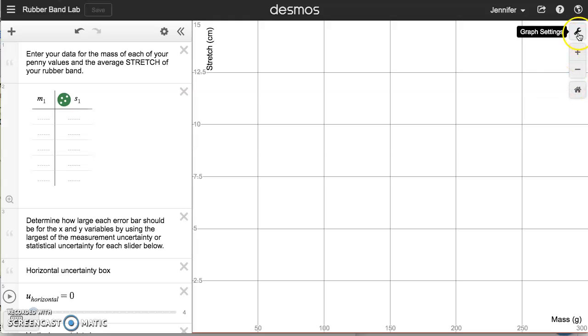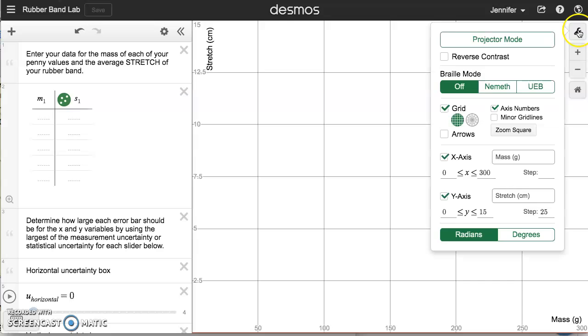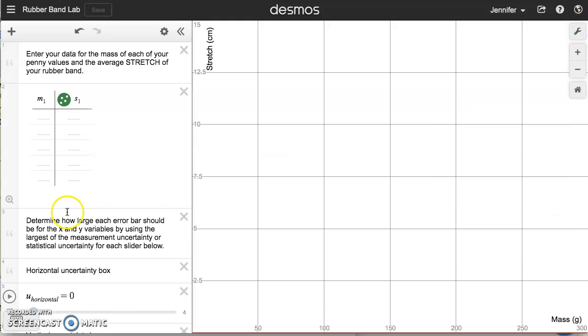It'll be fine. I do want to let you know you can change the axes labels by clicking on the graph settings, and the labels are here. You can change their ranges, which is nice, and their step sizes. There's a lot of different options. It's very convenient. Desmos is great.